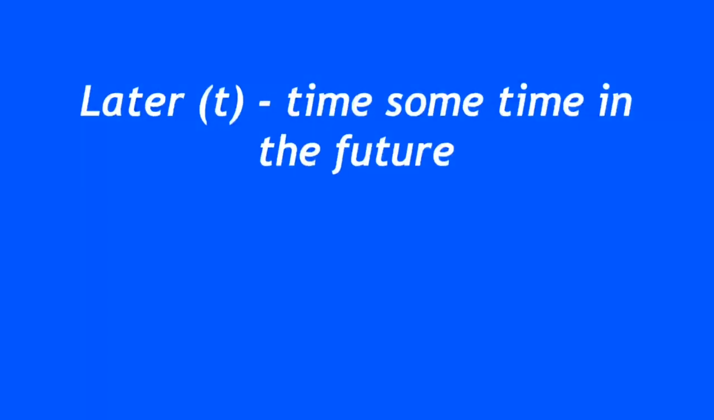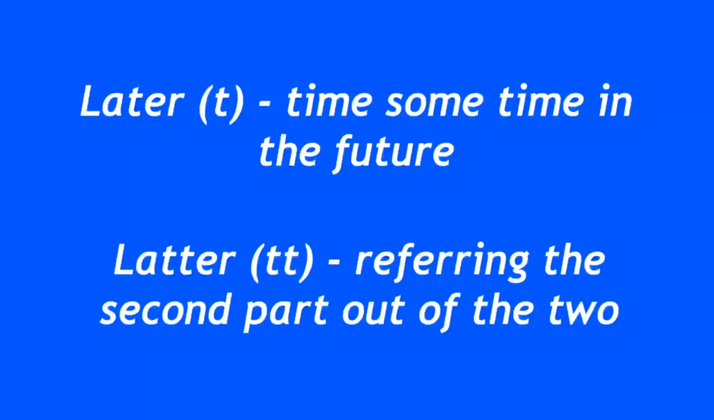So to conclude, when we say later with one T, we are talking about the time sometime in the future. And when we talk about latter with a double T, what we are referring to is the second part in a list of two things.